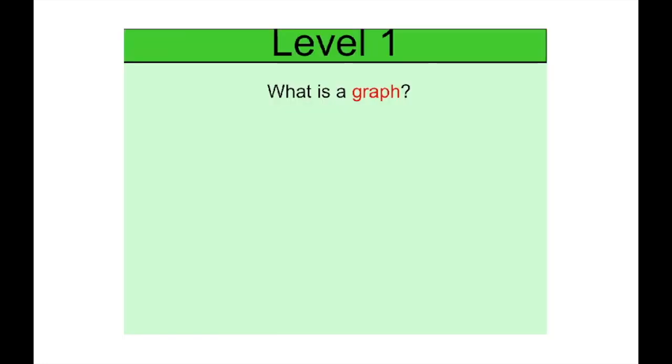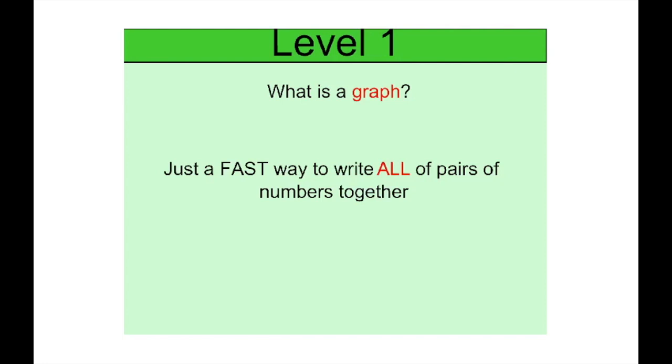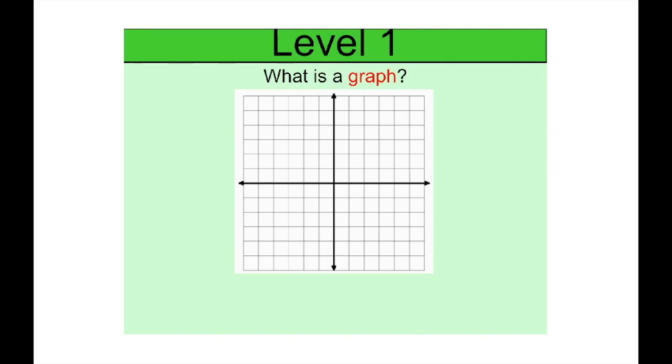Well, let's talk about the next thing. It's a graph. A graph is a fast way to write all pairs of numbers together. So what does a graph look like? You've seen them before. They look like this.